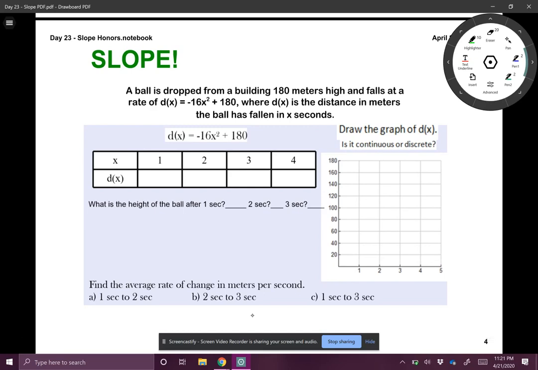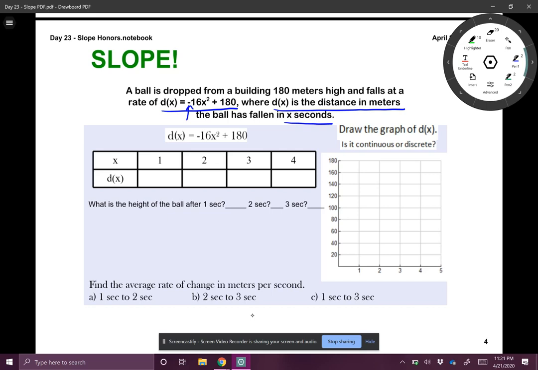A ball is dropped from a building 180 meters high and falls at a rate of d of x equals negative 16x squared plus 180, where d of x is the distance in meters the ball has fallen in x seconds. So know that our y value is our distance in meters, and our x value is the time in seconds.